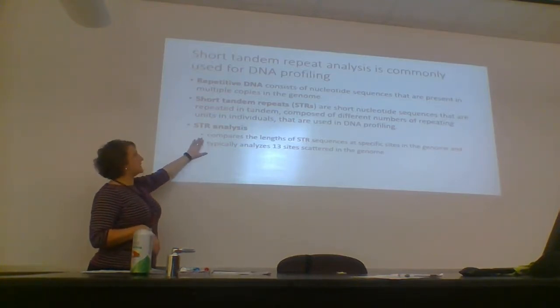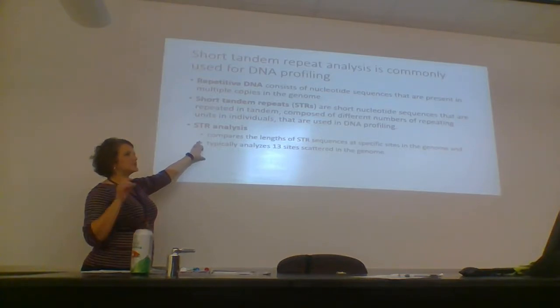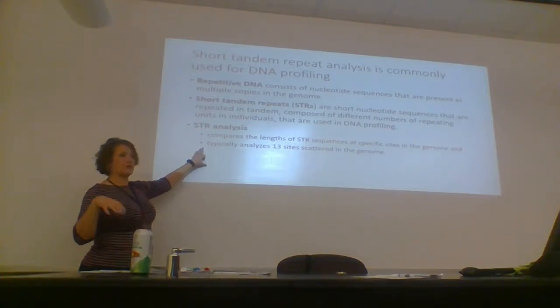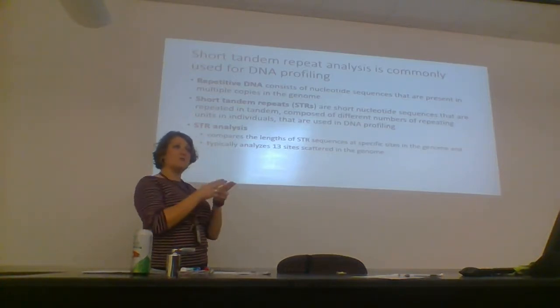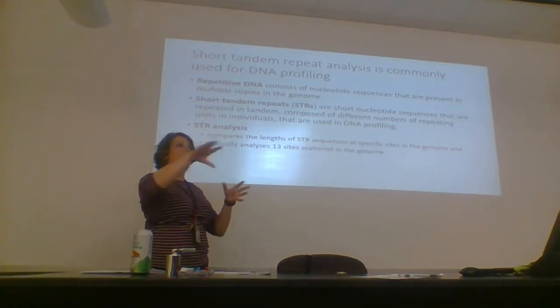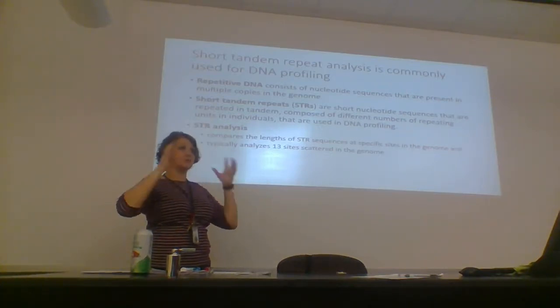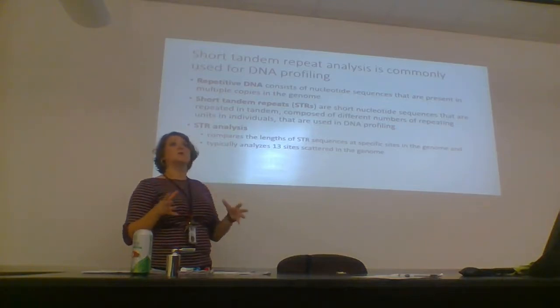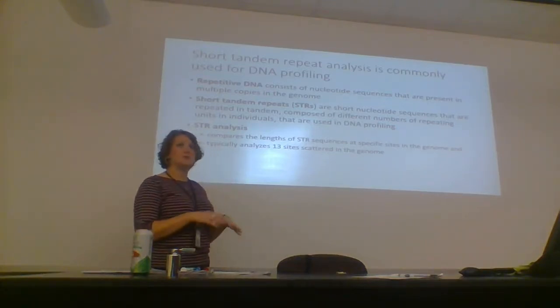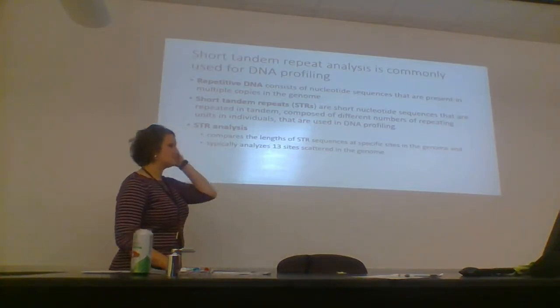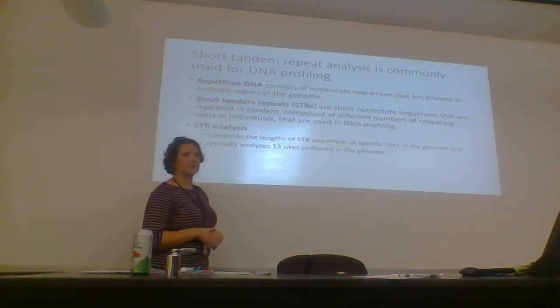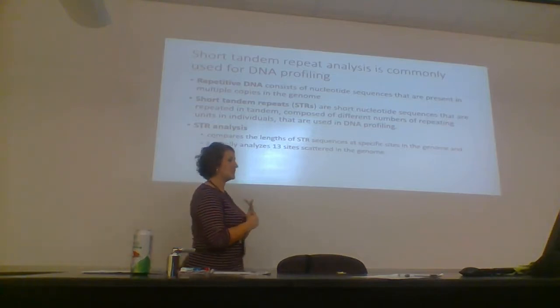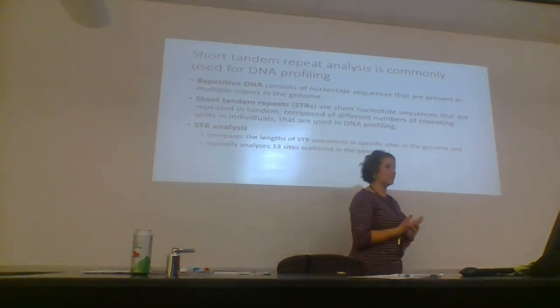Short tandem repeat analysis compares the lengths of those sequences at specific sites in the genome. We typically analyze 13 sites scattered around. The whole point is that we need different spots, so that just in case one of them happens to be the same size, we have a whole set of data on that individual to get a complete picture as to whether they committed the crime or are the person of interest. So it's better to have more specific sites than not enough. The big thing is that short tandem repeats are what's used for DNA profiling.